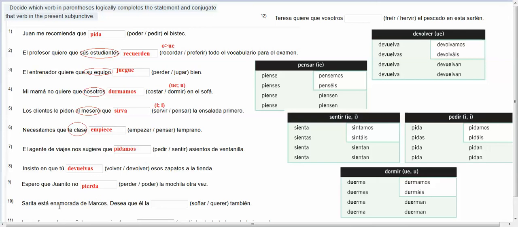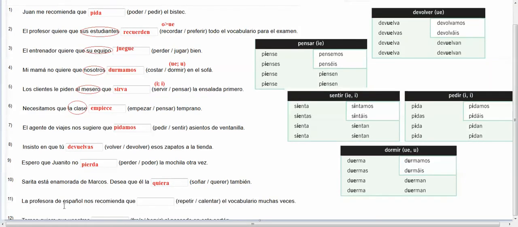Okay, Sargita está enamorado de Marcos, desea que él la soñar querer también, probably that he loves her too, so I'm going to put querer. Querer is an E to IE. It's an ER verb, so I don't have to worry about a change for nosotros, vosotros, but since I'm doing él as my subject, I am going to change that E to an IE. I'm going to get rid of this ending, and if she wants that he loves her, we want him to be doing the loving, it would be quiera, the opposite ending.